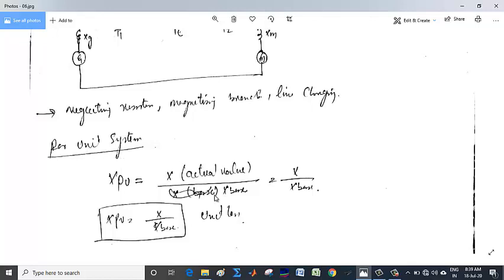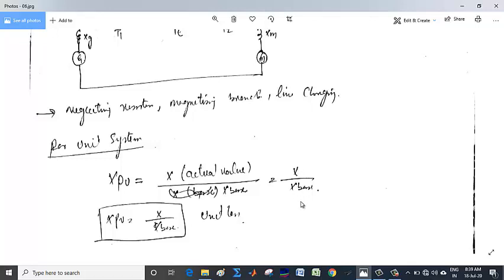So in general, we can say that we express the value of any parameter with respect to some reference value. And one more important thing is that this reference value or base value, x, is a variable which takes any of these four values, whether impedance, current, voltage, or power. So these two quantities should have the same unit.